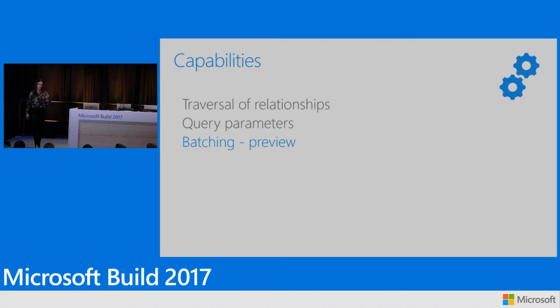First is traversal of relationships. So when we think about files that are sitting in OneDrive, and who are the users that modified those files, and being able to traverse to that particular user and then say, like, who are their managers or what are the groups that they belong to. All of those connections between the data that we have in Office 365, you can traverse through the graph.